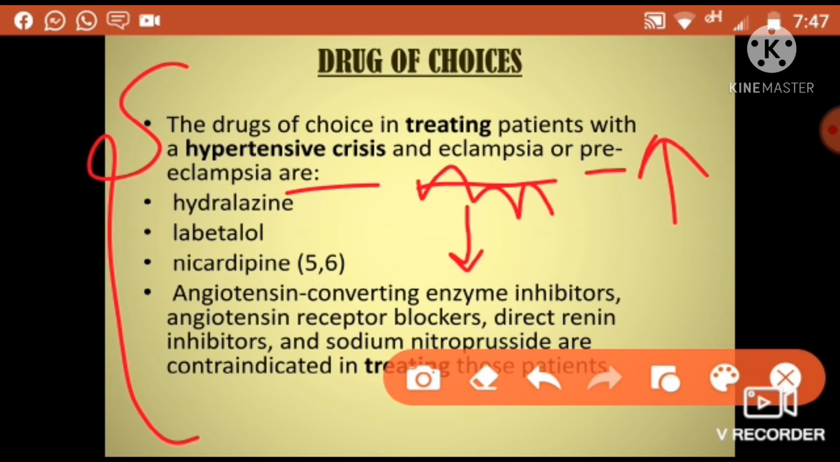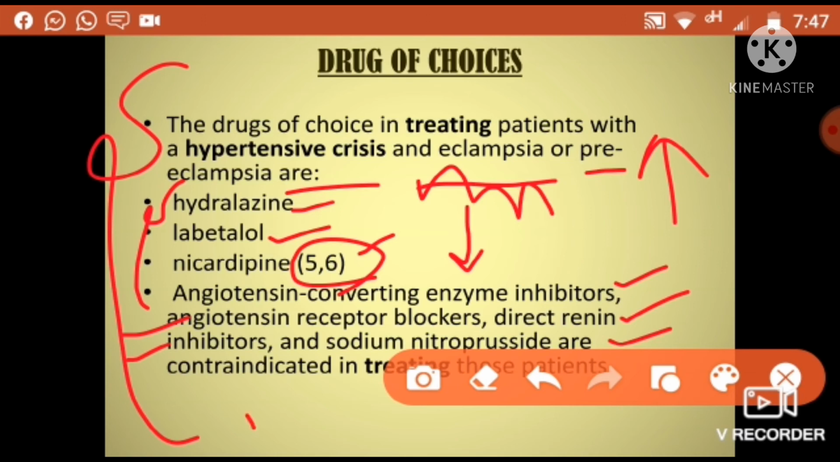Hydralazine, these drugs of choice are also used in eclampsia or preeclampsia conditions. Okay, hydralazine, labetalol, and nicardipine. Angiotensin converting enzyme inhibitors, we are giving angiotensin receptor blockers. We have discussed direct renin inhibitors. We discussed that sodium nitroprusside is contraindicated in treating these patients.